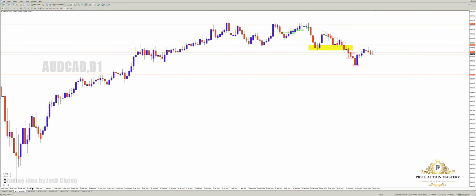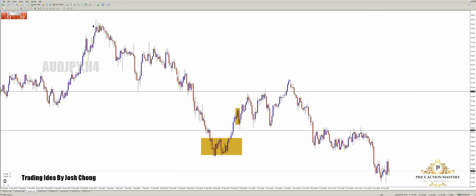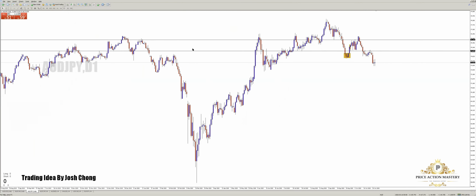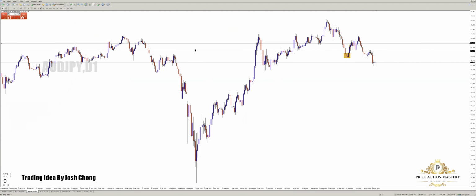So the next will be Aussie Yen. Basically I will look into the daily time frame, because due to the week, this is the NFP. This week we'll be having two big news events. First is the US election, and second is NFP. So I will only look into the long term target.